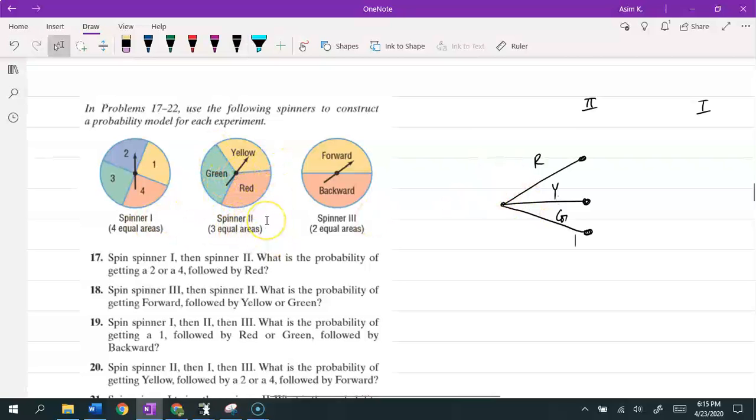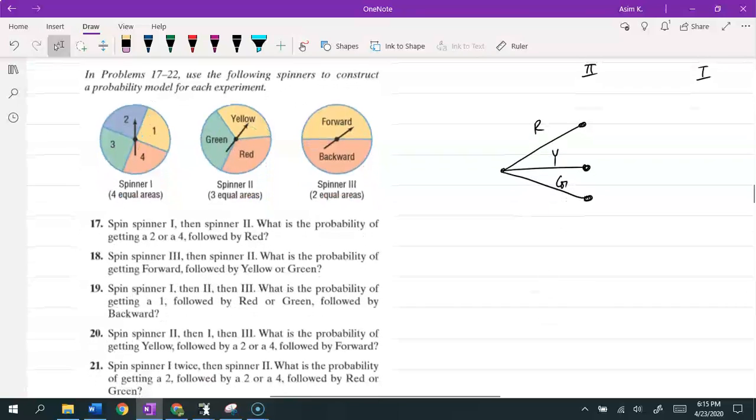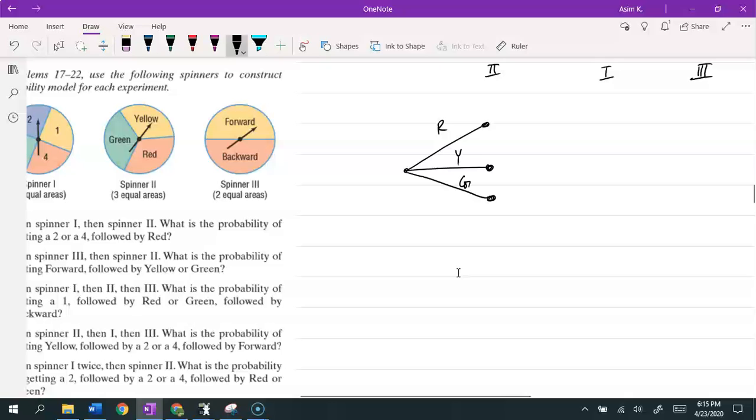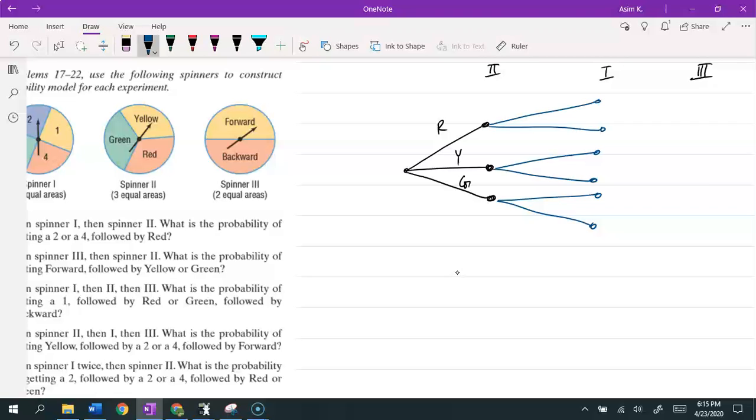3 equal areas. Then it says, again, we're doing number 20 in case you lost track, or maybe I lost track, then 1, then 3. So then look at the possibilities of 1. If you're talking about the possibilities of 1, each one of these leads to 2 possibilities, and those 2 possibilities are obviously forward, then backward, forward, then backward, forward, then backward, like this, okay?